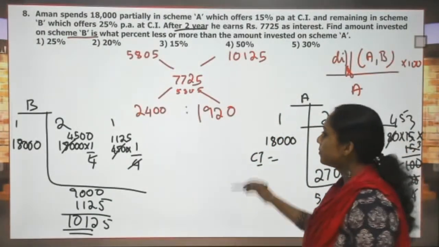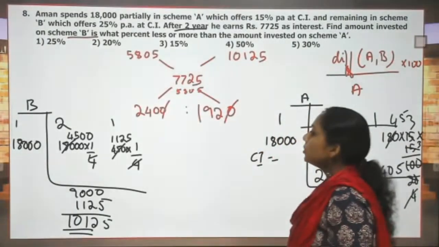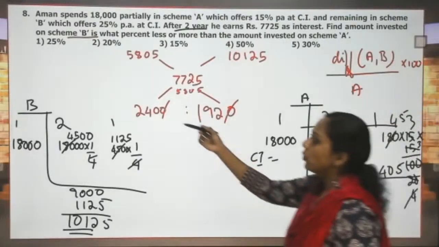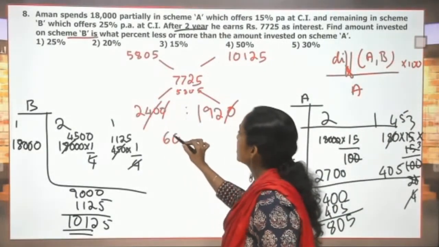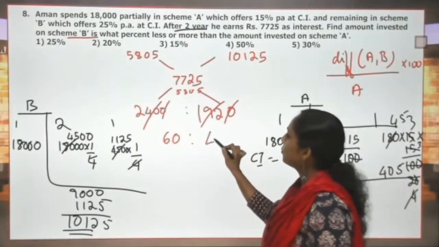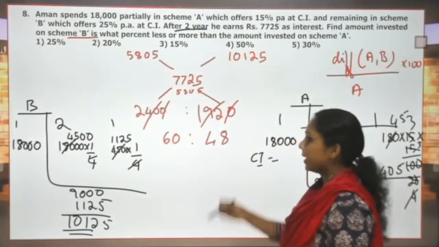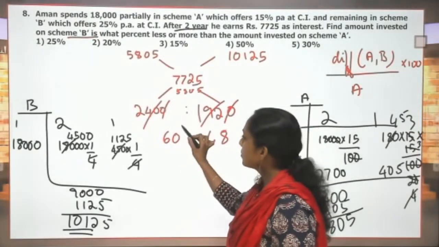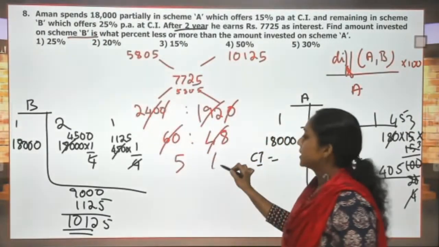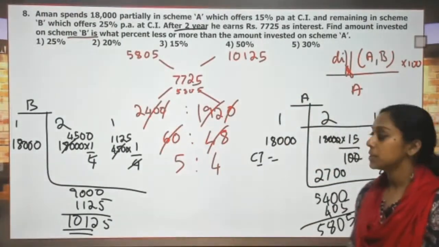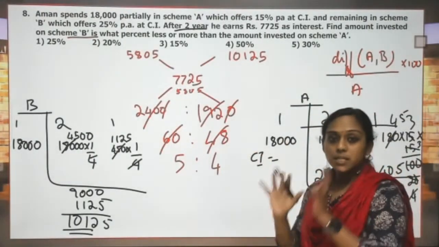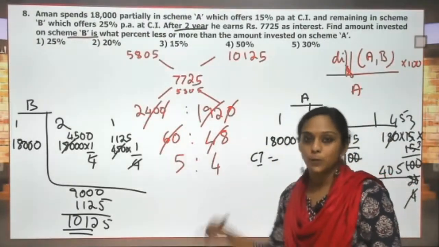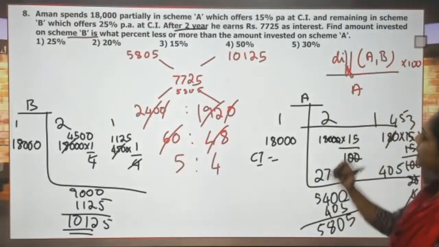Okay, now I am going to simplify it, cancelling with 0, next again I am simplifying with 4, so taking with 4 this is 60, and with 4 this will be 4, 16, 32, 48, cancelling with 12, so 12 means this is 5 and this is 4, so what is the ratio? 5:4. So I got that this 18,000 is divided between scheme A and B in what ratio? In 5:4 ratio.